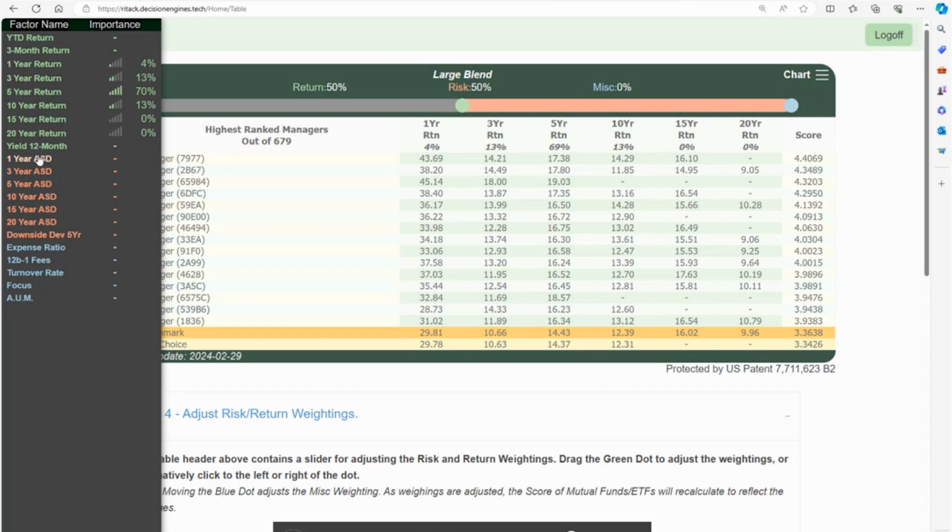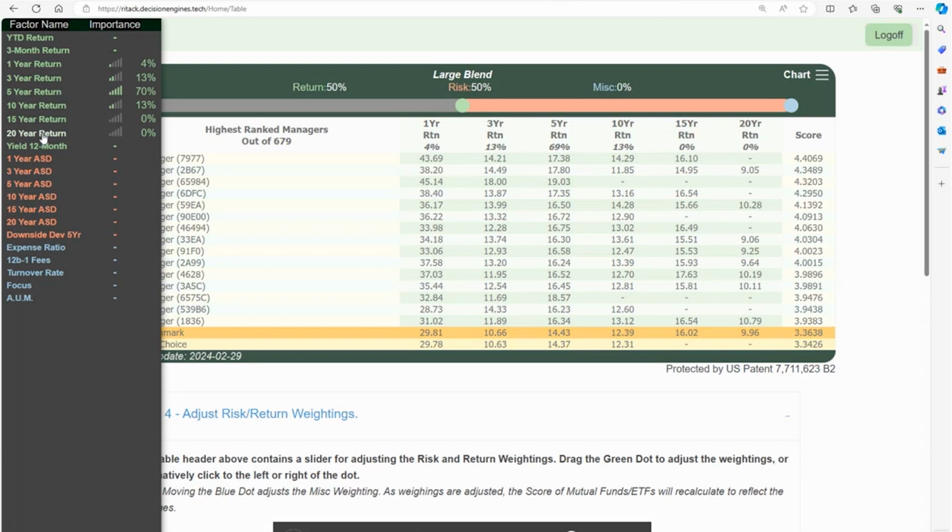ASD stands for annualized standard deviation, which, we'll have a video for you to look at. You can click on that and see a more detailed explanation, but simply it's just volatility. It's the range by which, in a normal market, a fund return can vary up or down. Now, normal market is defined as 68% of the time.